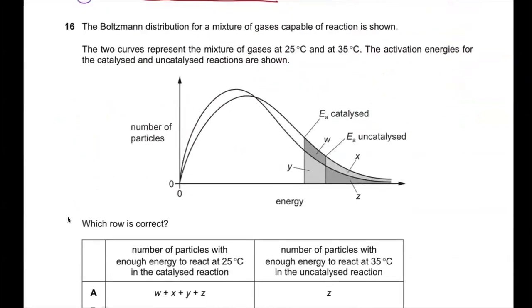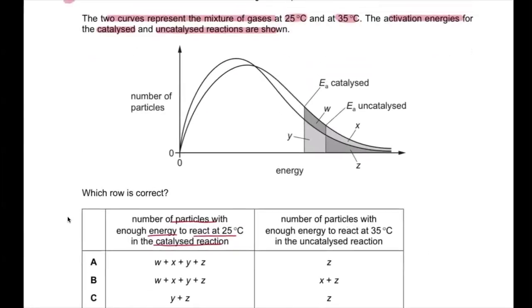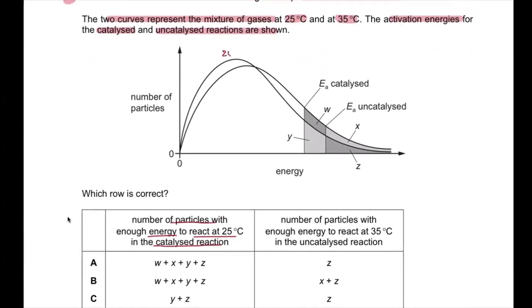Now, MCQ number 16. The Boltzmann distribution for a mixture of gases capable of a reaction is shown. The two curves represent the mixture of gases at 25 degrees Celsius and at 35 degrees Celsius. The activation energies for the catalyzed and uncatalyzed reactions are shown. Okay. So both are occurring at different temperatures, with a catalyzed and an uncatalyzed reaction. Which choice is correct? The number of particles with enough energy to react at 25 degrees Celsius in a catalyzed reaction. So that one is for 25 degrees Celsius.